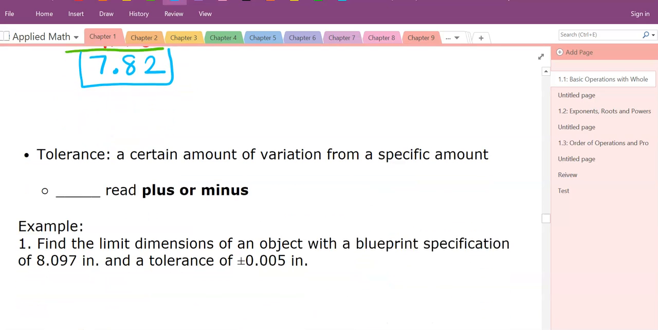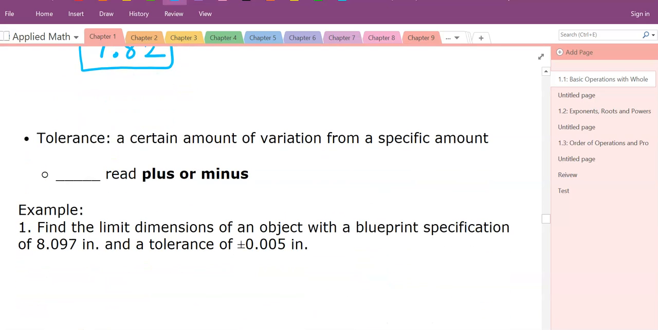Tolerance is a certain amount of variation from a specific amount. So sometimes things will have a tolerance with like how long something needs to be, or like a weight limit. And a lot of times I use the symbol plus minus. So you've seen that probably in front of numbers when you're talking about positive and negative numbers. But this is also used when we're talking about tolerance.